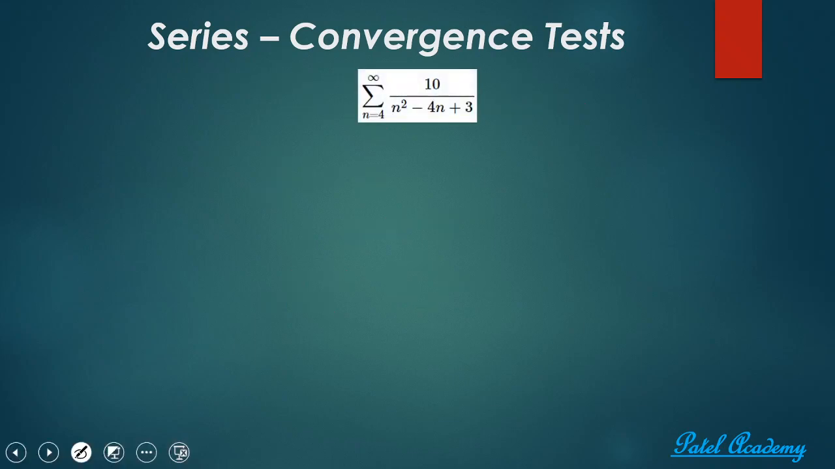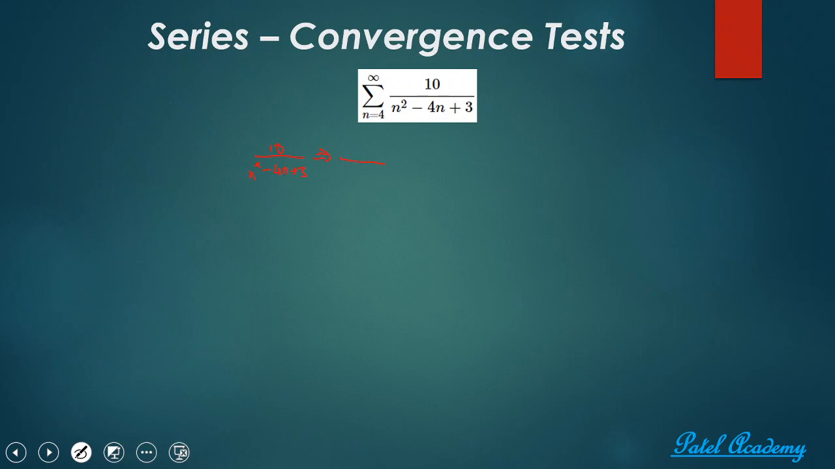So let's try an example. This is the sum as n goes from 4 to infinity of 10 over n squared minus 4n plus 3. Now, at first glance, this may not look like a telescoping series, and you may be tempted to try and integrate this, maybe use partial fractions and integrate it. But the easier way is to use partial fractions, yes, but then to just identify it as a telescoping series. So let's think about this. 10 over n squared minus 4n plus 3.